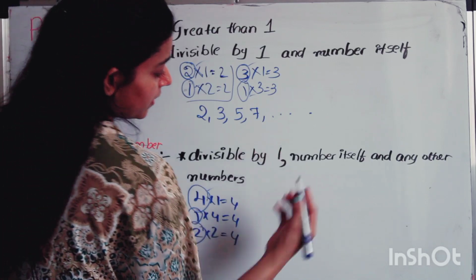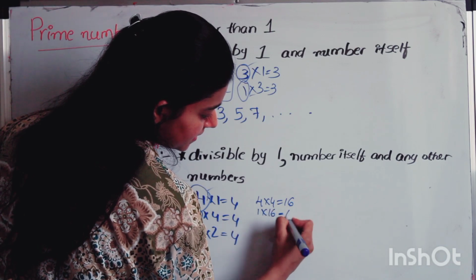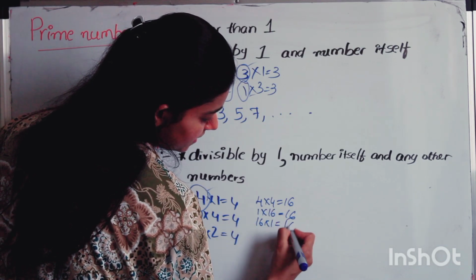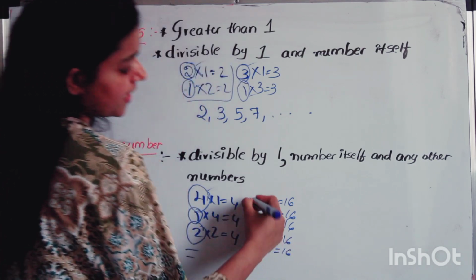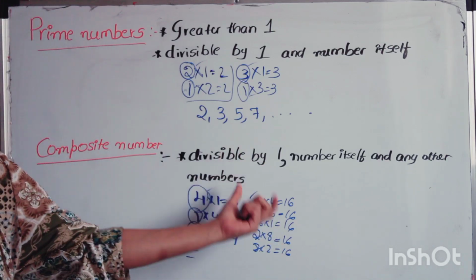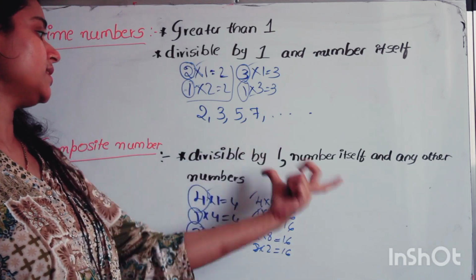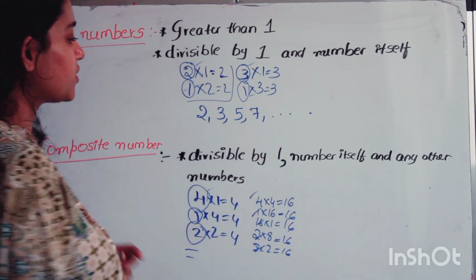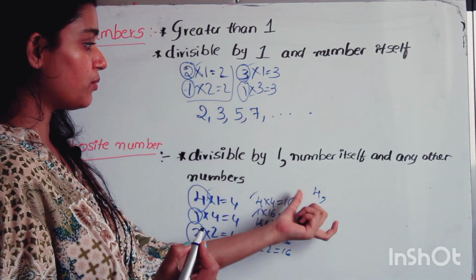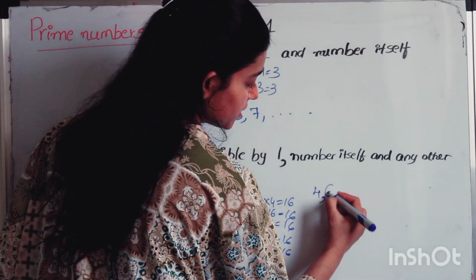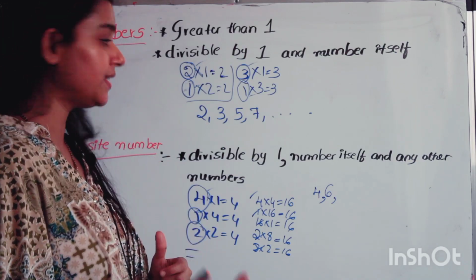If you consider 16, it is 4 fours are 16, 1 sixteen is 16, 16 ones are 16, 2 eights are 16, 8 twos are 16. So this has more than 2 factors. These types of numbers are called composite numbers. So 16 is a composite number, 4 is a composite number, and 5 is not composite, it is a prime number. 6 is a composite number because it is divisible by 1, 6, 2 and 3.